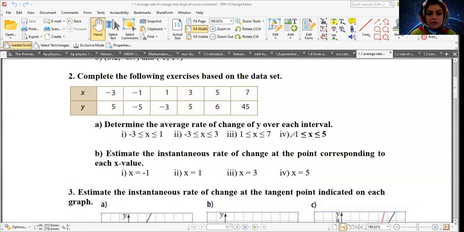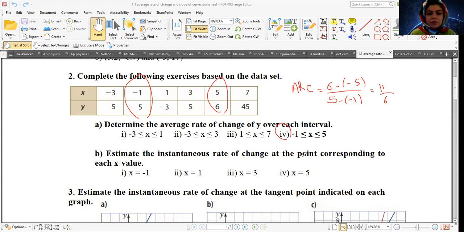Say you want to do that, -1 and 5. So here is point -1 and 5 is here, right? Just find the slope between these two. AVR, average rate of change, is y2 minus y1, 6 minus -5, divided by x2 minus x1, 5 minus 1. It's 11 divided by 6.